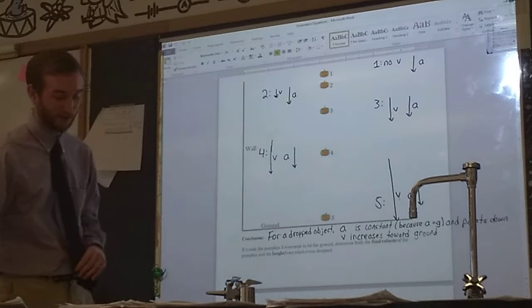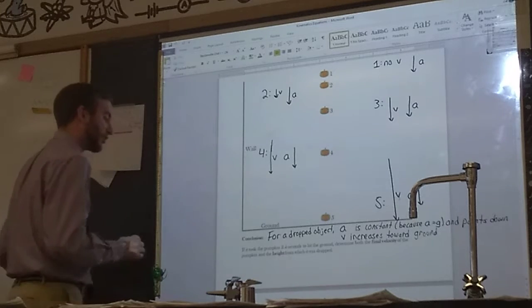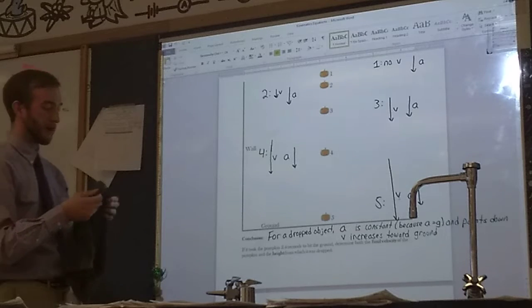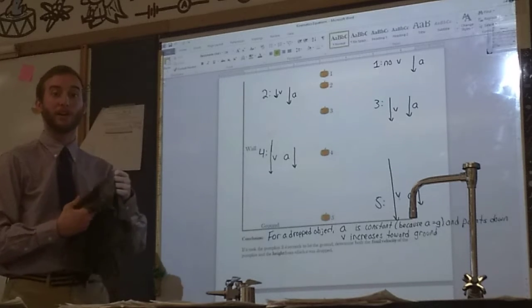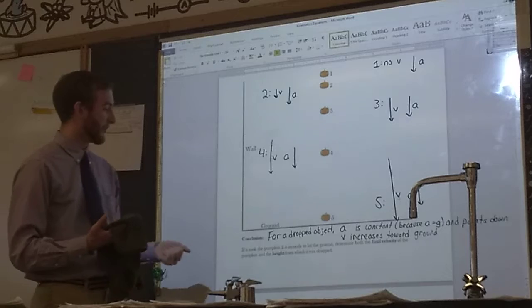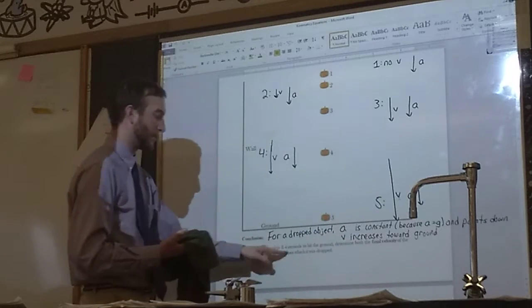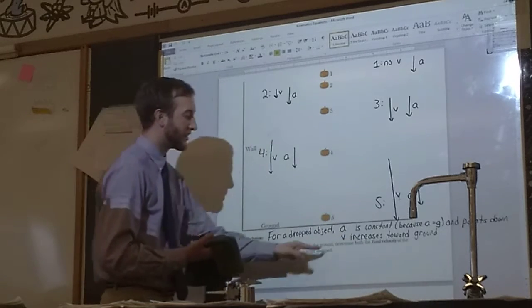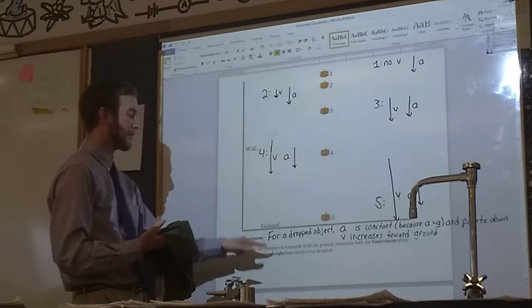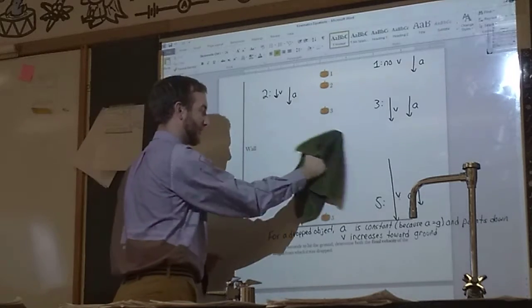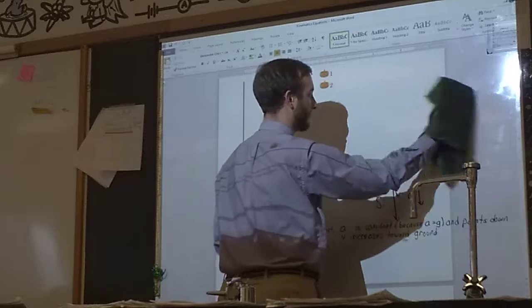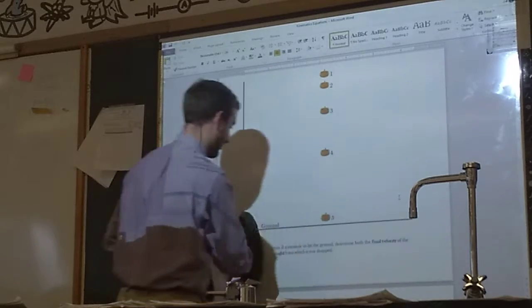What I'd like to do now is show you how we could use our kinematics equations to determine, let's say the pumpkin takes 2.4 seconds to hit the ground, not only the final velocity of the pumpkin, but also the height from which it was dropped. So let me zoom in. We'll take a second to do that.